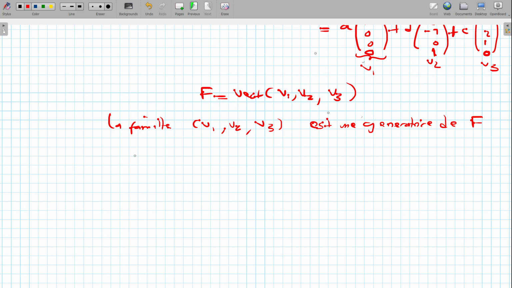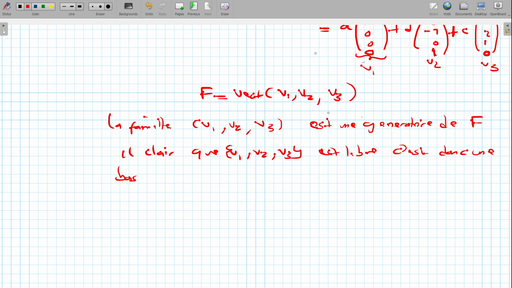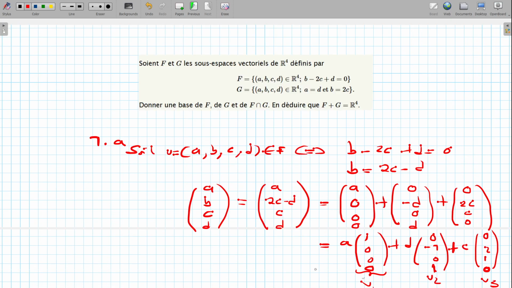Here, il est clair que v1, v2, v3 est libre, c'est donc une base de quel espace? Une base de F. So we can see that la dimension de F is going to be equal to the cardinality of the family v1, v2, v3, like so, which is going to be equal to 3. Okay, that's the dimension. Let us look at une base de G.